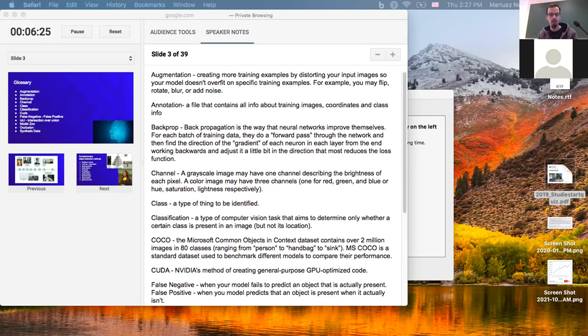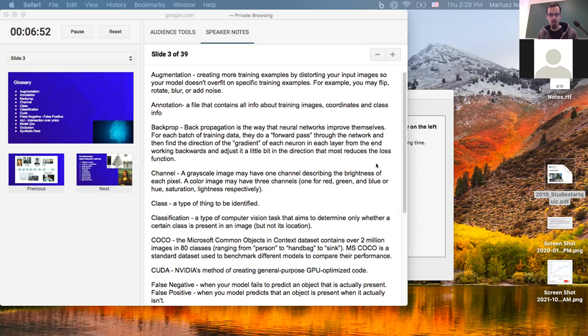Again, relevant later, because a class is a type of thing that will be identified: human, face, arm, table, chair, etc. Classification is what you do when you only want to see if an image contains a class. Does this image contain a table, for example? You don't care where the table is, you just want to know whether it is there.